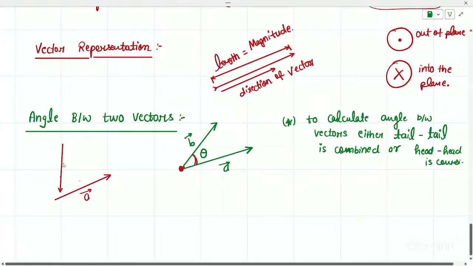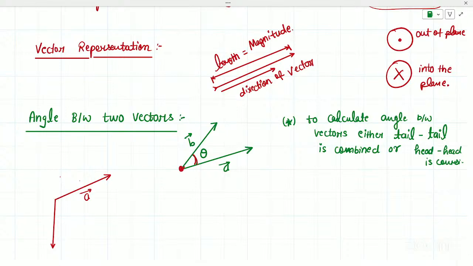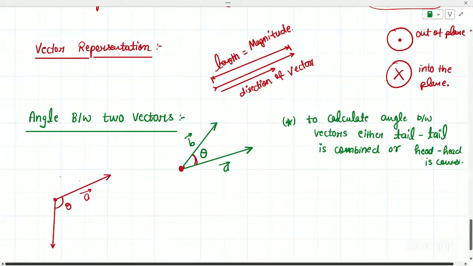So either we combine the head and head of it like this, or we can further move it in this direction. Got it? Now the tail and tail is combined. So this angle must be the angle between two vectors. Got it?